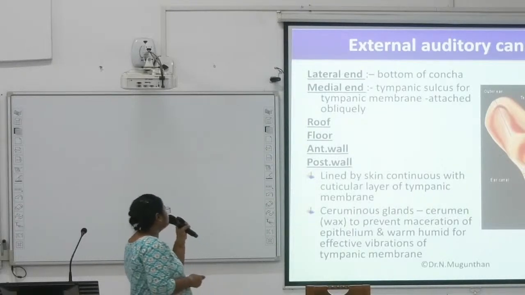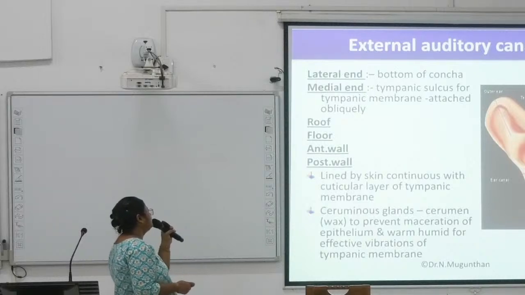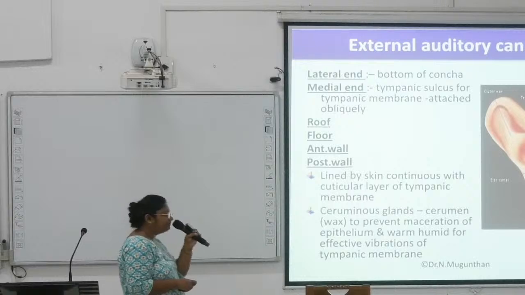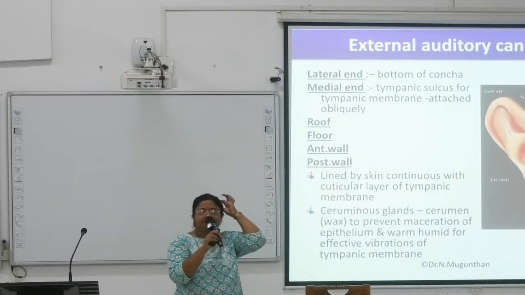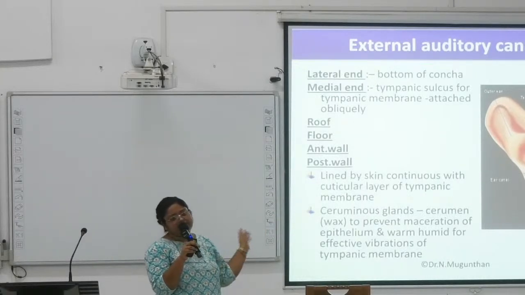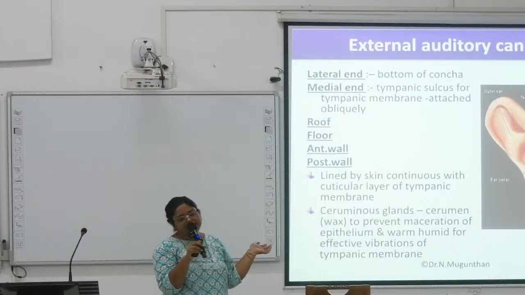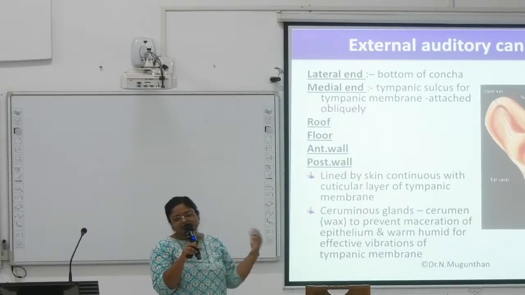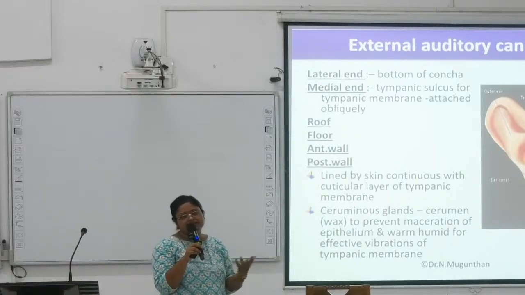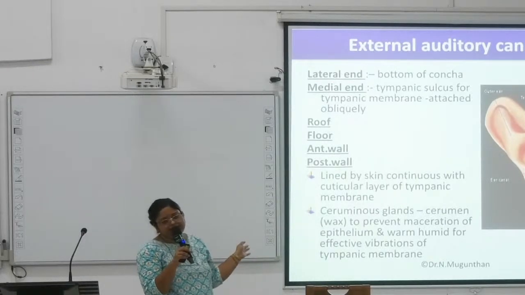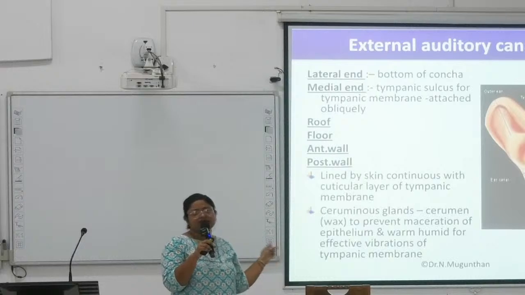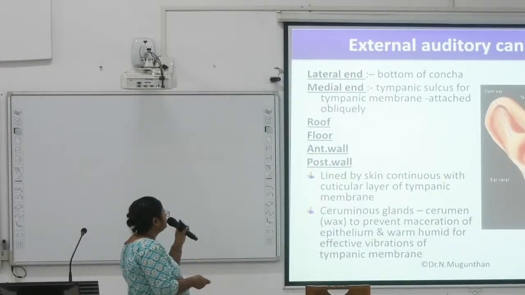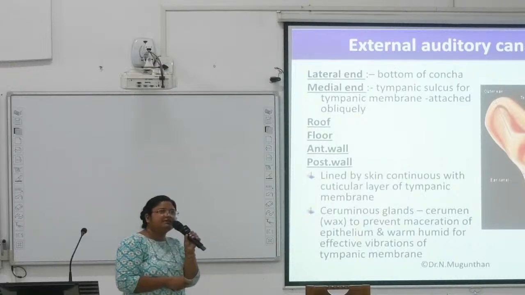Okay. Posterior wall is lined by skin continuous with the cuticular layer of the tympanic membrane. Tympanic membrane develops from all the three germ layers, ectoderm, endoderm, mesoderm. Outer one is ectoderm, which is forming the cuticular layer. Okay. And this cuticular layer, that means mainly this is like the skin, lining of the skin. So this cuticular layer is continuous with the posterior wall of the external auditory meatus.